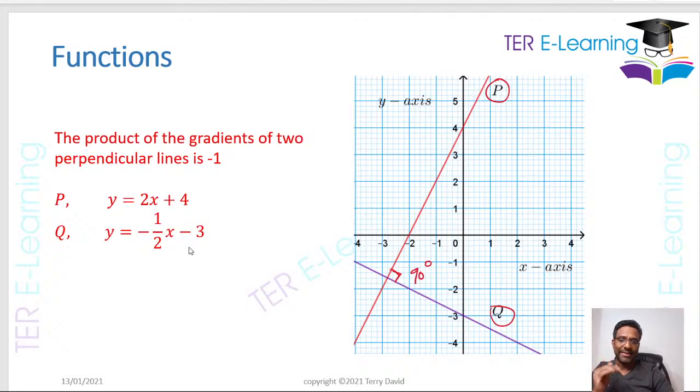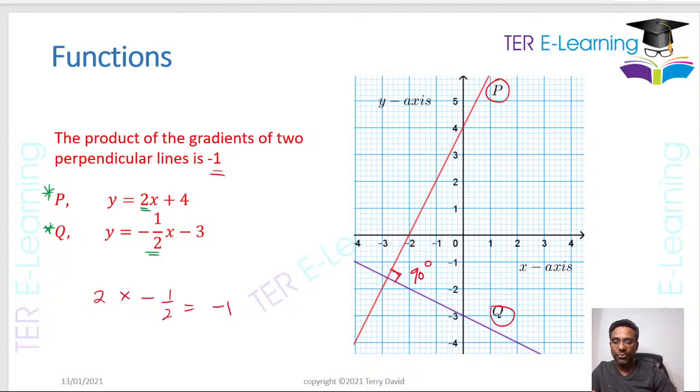But here's the thing. There is a rule when it comes to perpendicular lines. The gradient, all right, if you take the gradient of each of the two lines and you multiply them, you are going to get -1. You're going to get -1. That's an important concept you need to remember. So in the case of line P, that's this one here, the gradient is equal to 2. And for line Q, the gradient is equal to -1/2. So look at this. If I multiply those two gradients, if I take 2 and I multiply by -1/2, I'm going to get -1. The fact that I'm getting -1 tells me that those two lines are perpendicular, right?